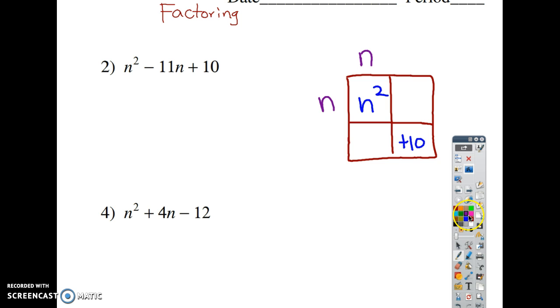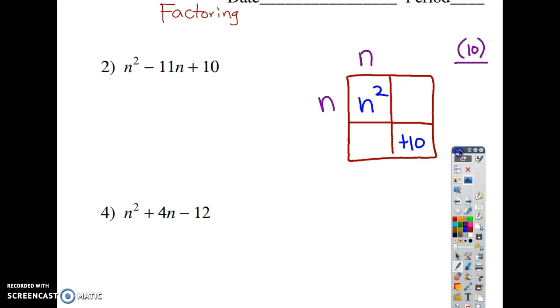Then I need two numbers. This times this has to give you positive 10. So I need factors of the number 10. So what are numbers that multiply and give you 10? So 5 times 2. 1 times 10. And those are the only two factors of 10. Nothing else multiplies and gives you 10. We don't need decimal numbers.